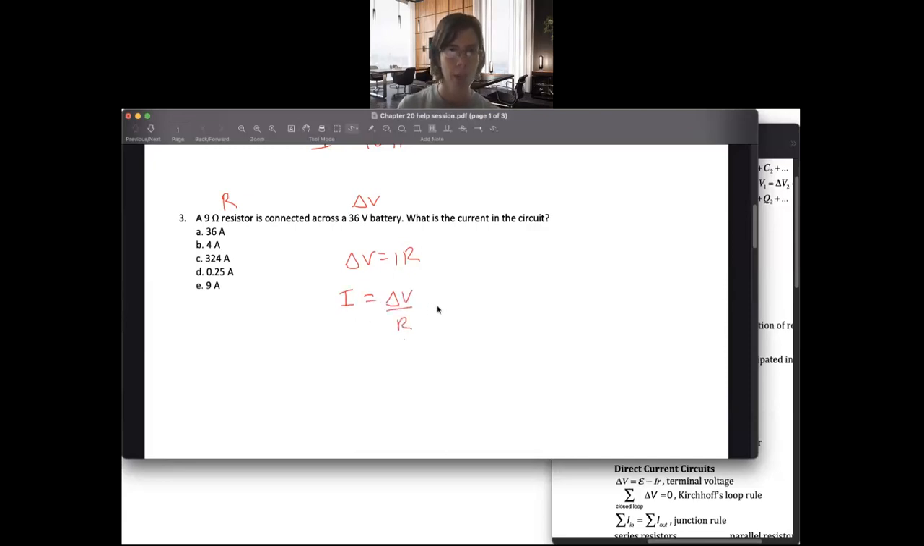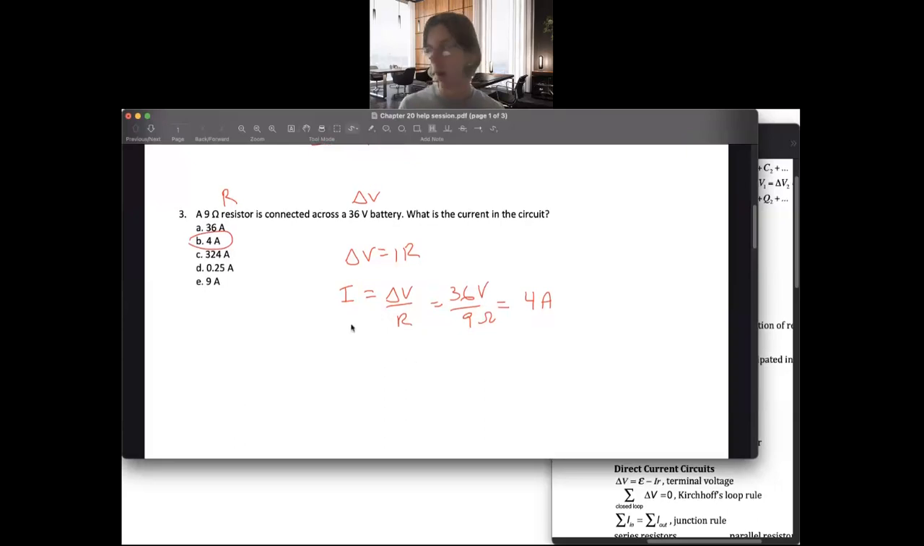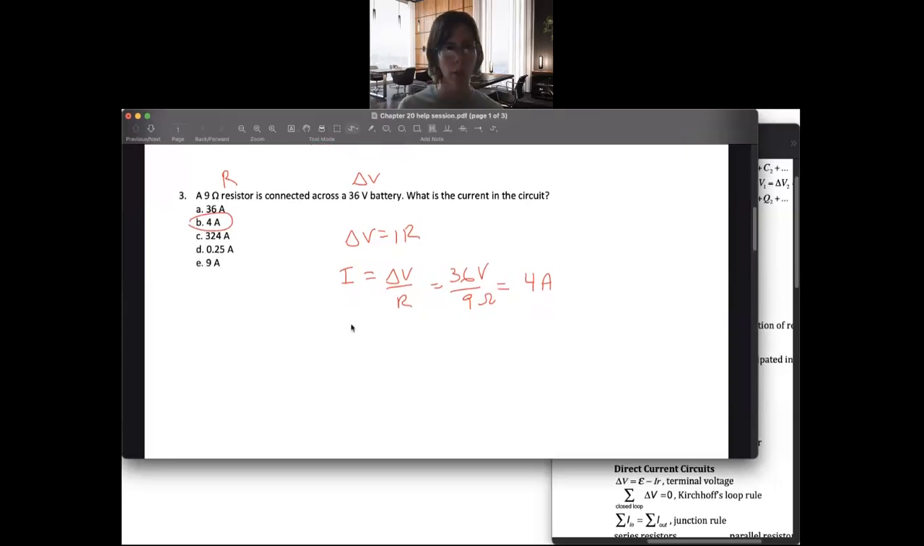So all we had to do is the 36 divided by the 9 to get the 4 amps. So this one is one of the easiest, but always write it out just so that you don't do something backwards. All right, so let's keep going.